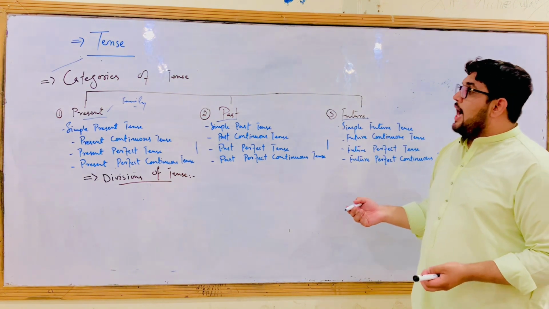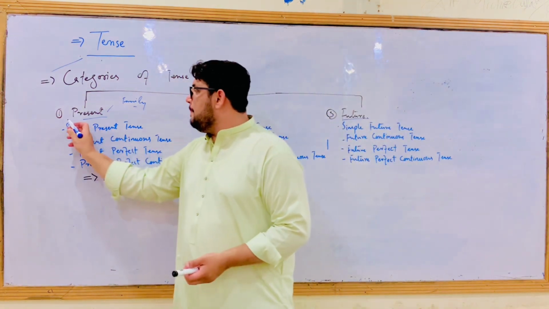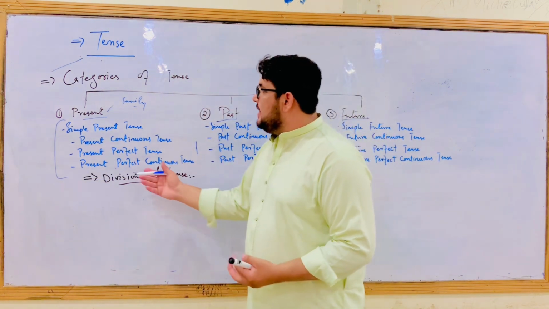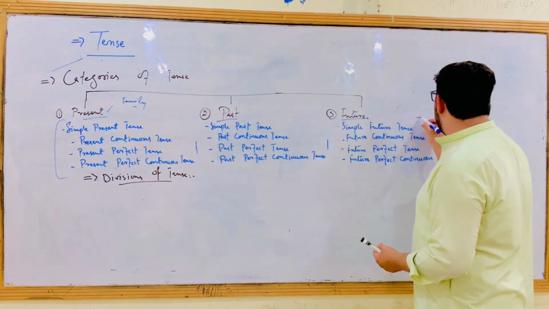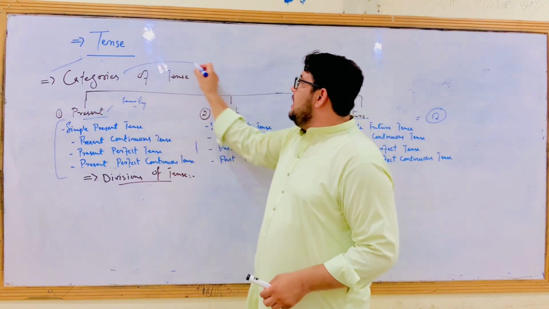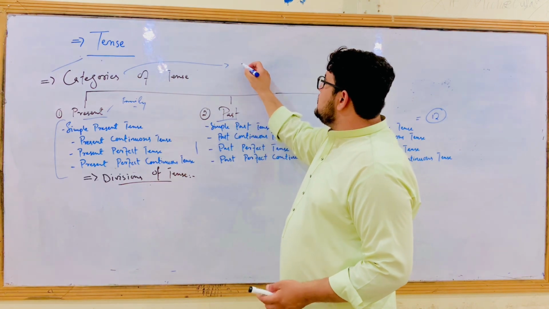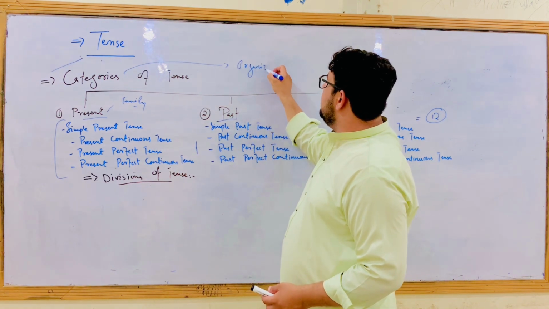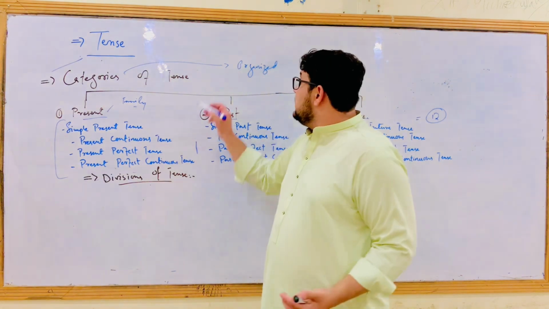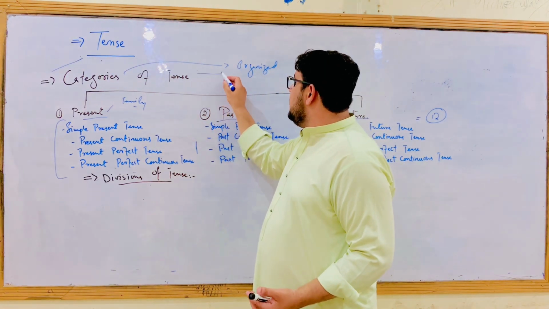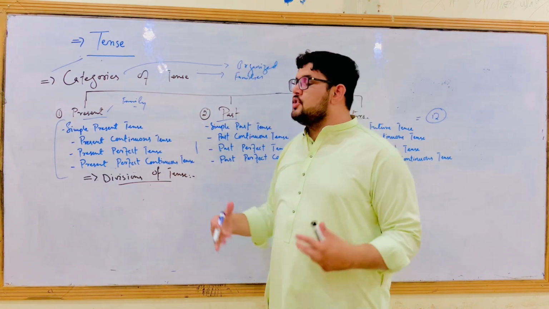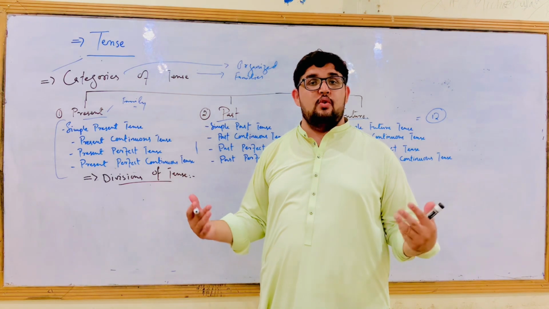Each category has further 4 subtypes or subcategories. So 4 multiply 3, they make 12 tenses according to categories. Now, by category, we mean that we study tenses in an organized way. The second thing is that they are in families. Each category has its own family.